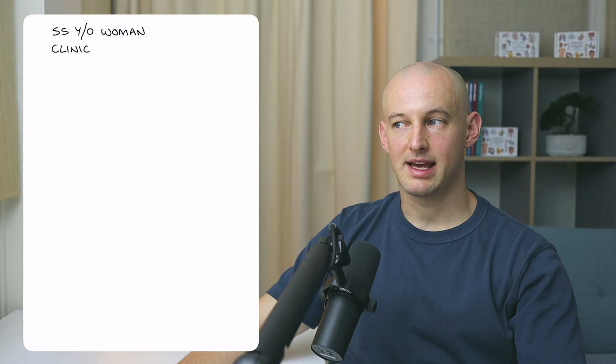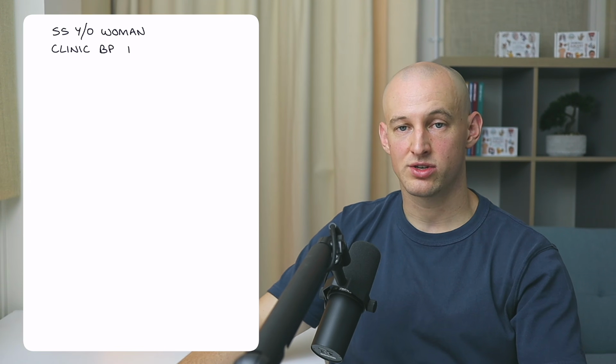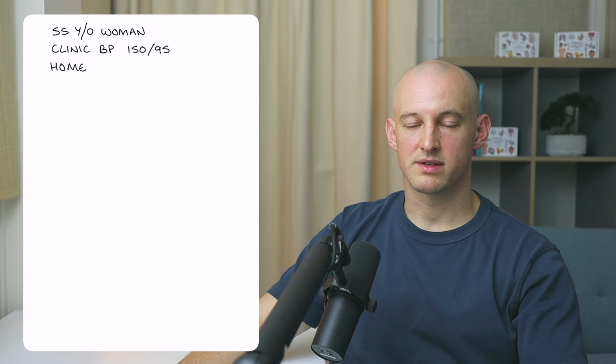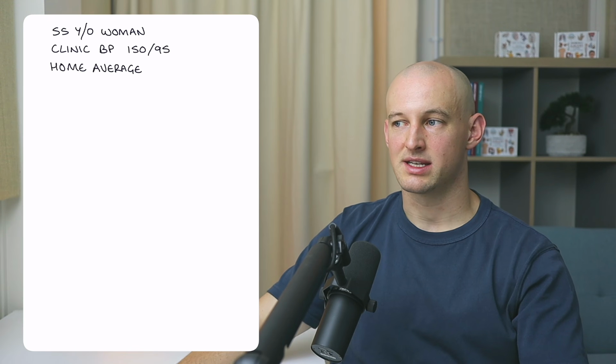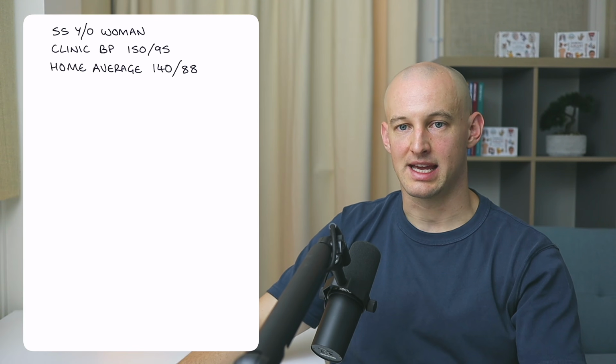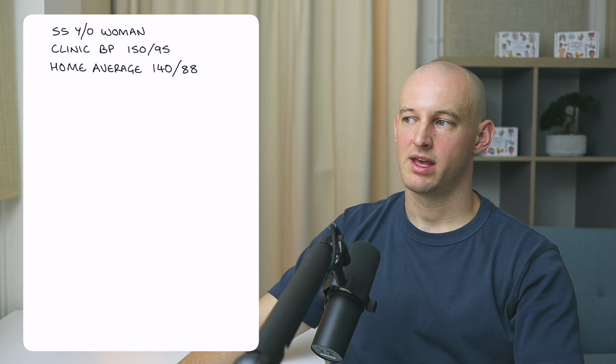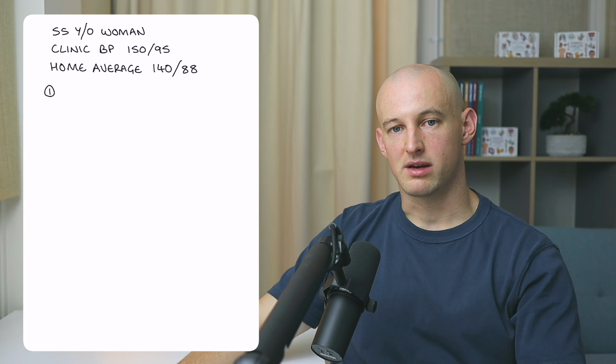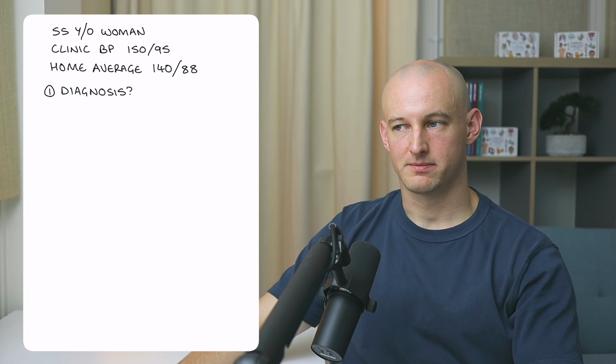A 55-year-old woman has a clinic blood pressure reading, so she's seen by a GP. Blood pressure is 150/95, so a bit high. She does home readings over the course of a week, and the average is 140/88 millimeters of mercury. She has no other medical conditions. Question 1. What is the diagnosis?